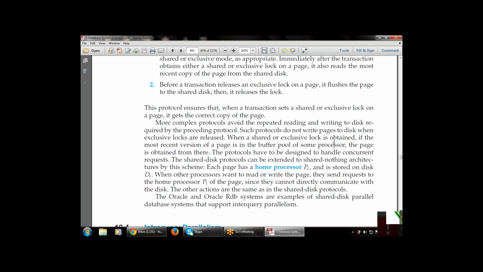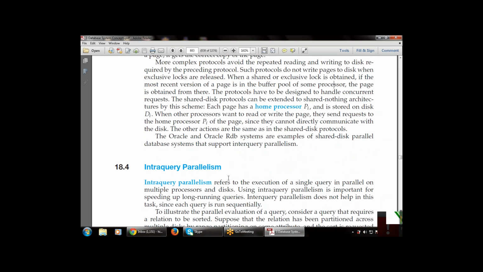When a shared or exclusive lock is obtained, if the most recent version of a page is in the buffer pool of the same processor, the page is obtained from there. Then there is intra-query parallelism, that is, execution of a single query in parallel on multiple processors, where the same query is available on different processors, different CPUs and different disks.